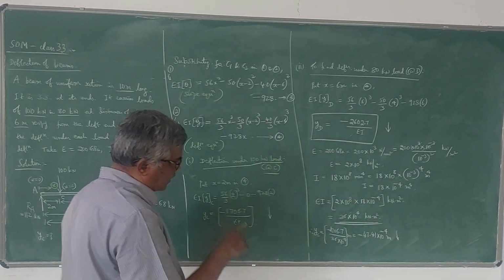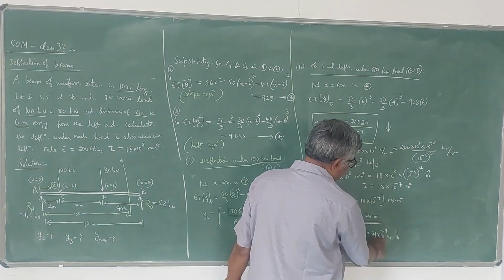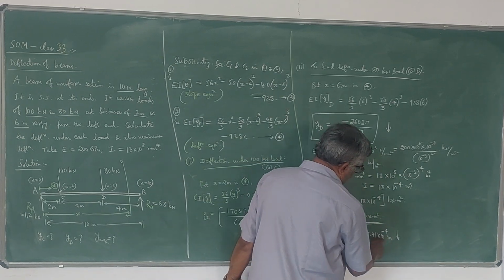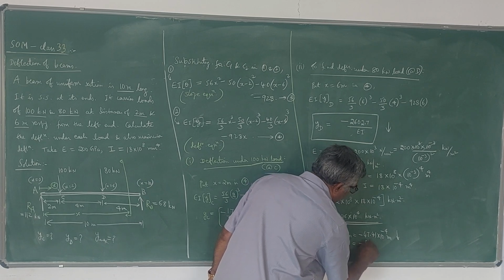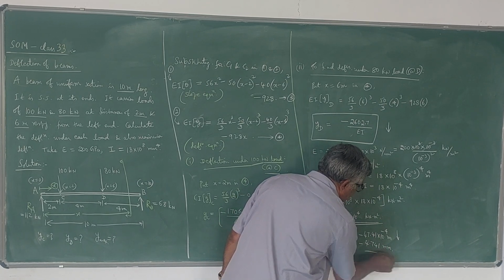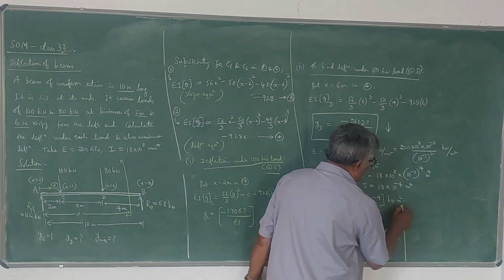If I want to convert this into millimeters, you have to multiply by 10 power 3, that is 1000. If you multiply by 10 power 3, it becomes minus 4.741 mm. So this is the deflection under the 100 kN load.